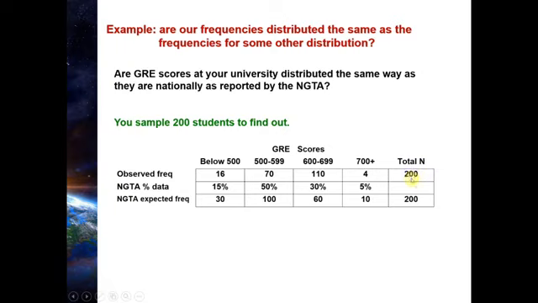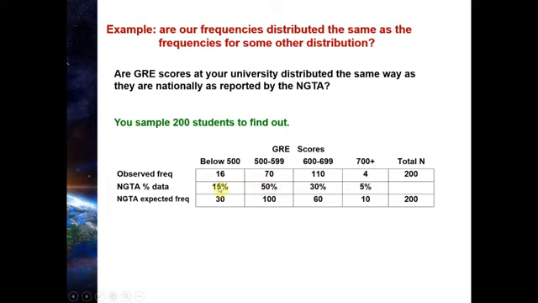And I'm using this 200 because we had 200 in our sample. So we want to know, what should 15% of 200 be? Okay, that would give us the expected frequency. So 15% of our total sample size, to get that, you just take 0.15. So you've got to convert this to a decimal. So 0.15 times 200 gives you 30. 0.50 times 200 gives you 100. 0.30 times 200 gives you 60. And this one, be careful, this is not 0.5, this is 0.05 times 200 gives you 10.